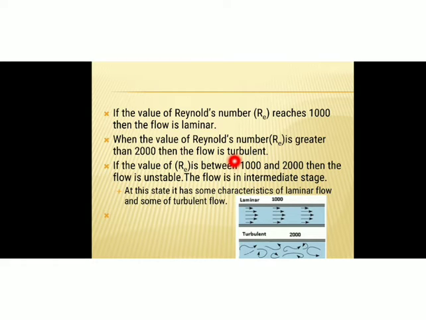So how does Reynolds number help us to identify laminar flow and turbulent flow? If the Reynolds number reaches 1000, it is a laminar flow. If the Reynolds number exceeds 2000, it will be a turbulent flow. Between 1000 and 2000, there will be an instability; the flow is in an intermediate stage. From the figure it is clear, laminar flow 1000, turbulent flow 2000. At the intermediate stage, it has some characteristics of laminar flow and some of turbulent flow.